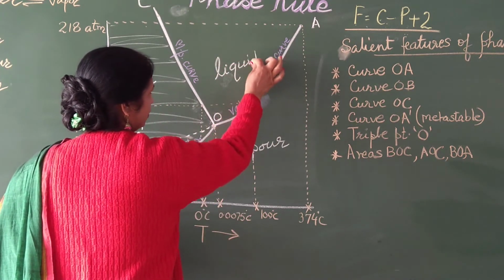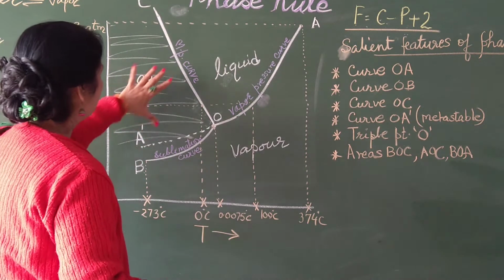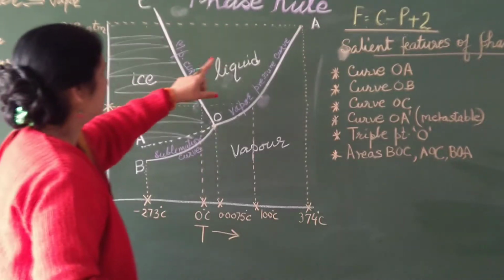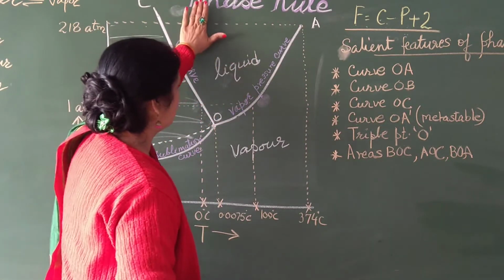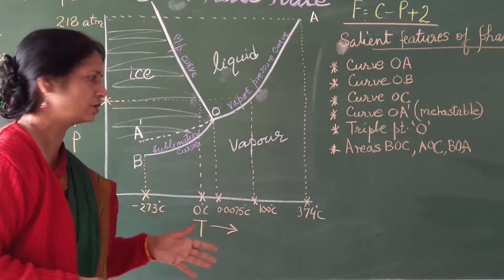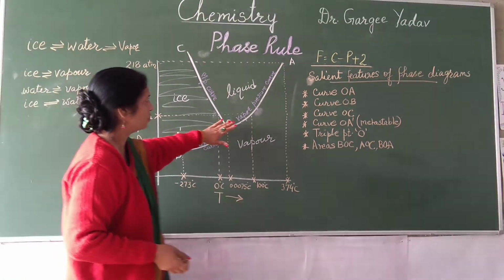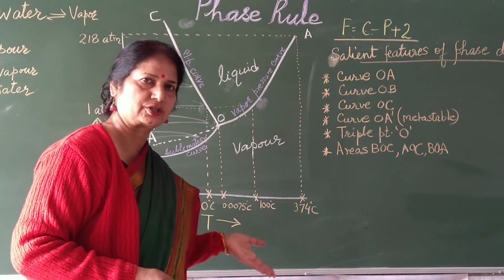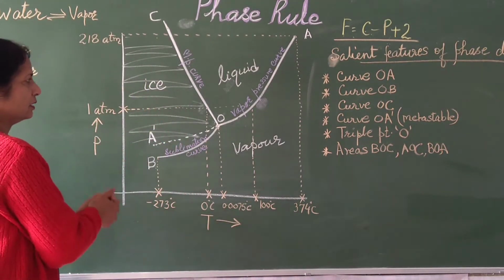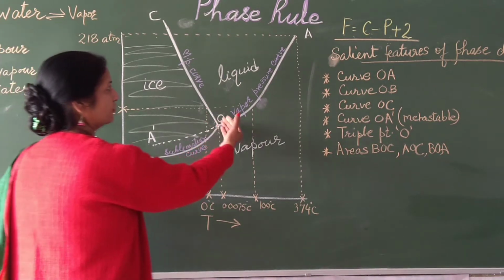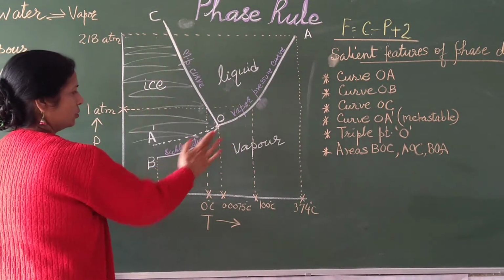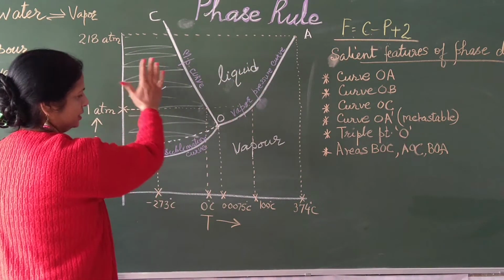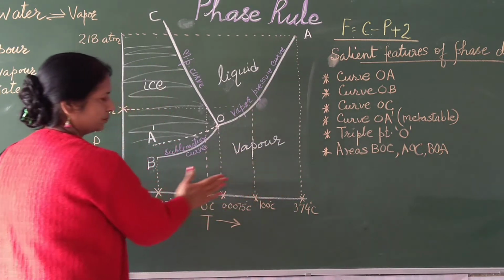This is the area for liquid water. By area I mean the area under BOC. This area represents solid ice. The area under AOC, this area, represents the liquid state, that is water, and the area below BOA represents the conditions of the vapor state, meaning the gaseous state. So the salient features we can again say are the curves OA, OC, OB, areas AOC, BOC, and the area below BOA.